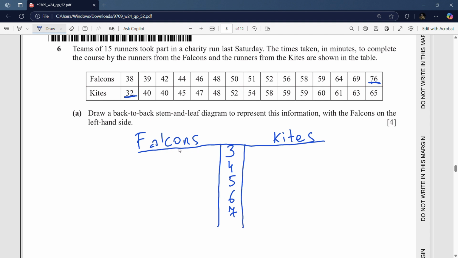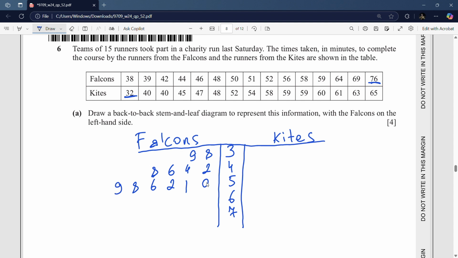Okay, so for the Falcons we have 38, 39. We have only two times starting with 30s, and then we have 42, 44, 46, 48. We have 50, 51, 52, 56, 58, 59.